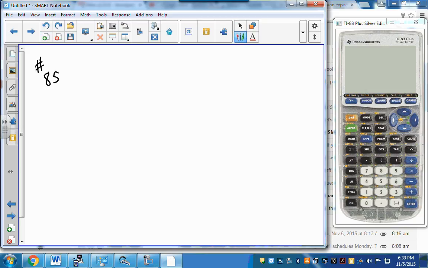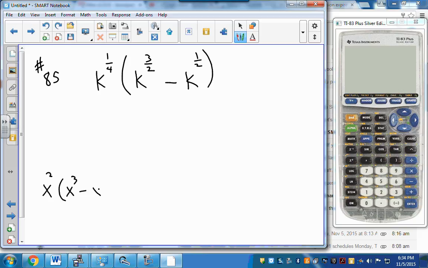Number 85 talks about k to the 1/4, and you're multiplying that times k to the 3 halves. Actually, this problem looks much easier. Minus k to the 1/2. Think of a similar problem if you had x squared times x cubed minus x to the 1st. You're multiplying in here. So this would be x to the 5th minus x cubed. Remember, you're adding the exponents. So we're going to do the same thing here.